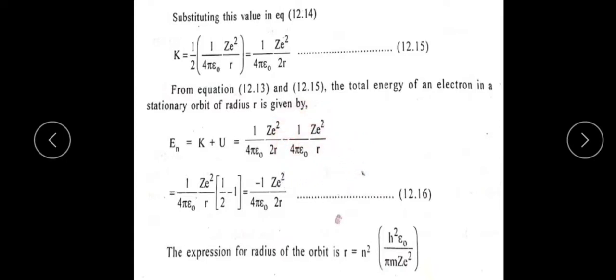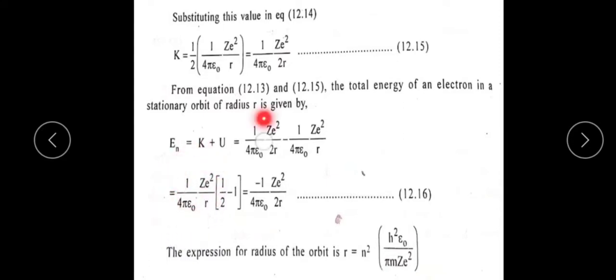Then after simplification, some constant same terms are here, keep them outside. 1 by 4 pi epsilon naught is on both sides, and Z square is also here and here, that's why we keep it outside. Then R and R are also in both sides, so 1 by 4 pi epsilon naught Z square divided by R is a common term, which we keep outside. Then it becomes 1 by 4 pi epsilon naught Z square by R outside.